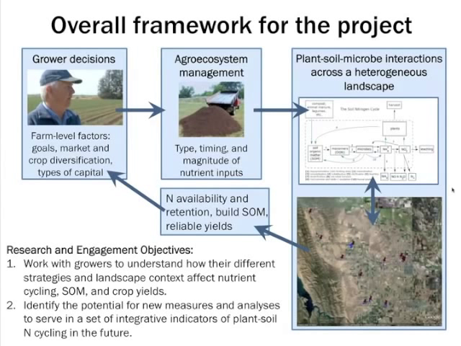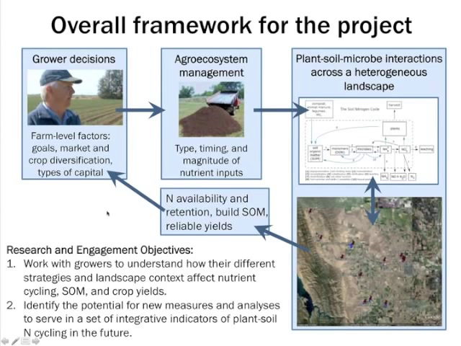So the overall framework for this project really starts with how grower decisions about their agroecosystem management affects the plant, soil, and microbial interactions that take place across this heterogeneous landscape. That is, this landscape that has different soil types, different levels of soil organic matter, and then how these interactions produce things like nitrogen availability and nitrogen retention, the building and accrual of soil organic matter, all of which go into producing reliable yields over time that further influence grower decisions in the future.